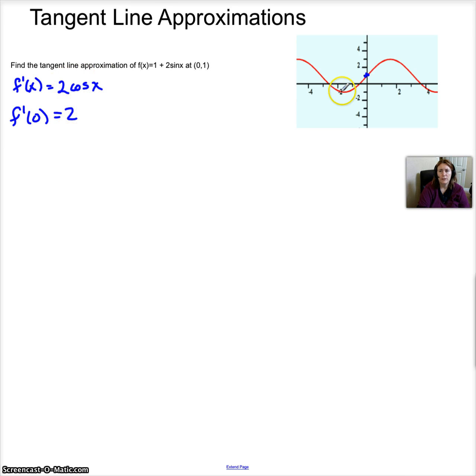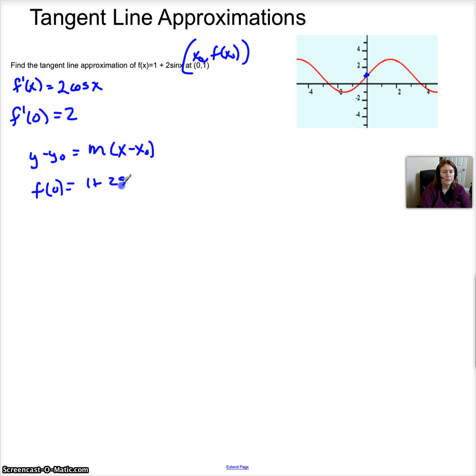Now we know the tangent line at a point can be written y minus y naught is the slope times x minus x naught. Now in this case, x naught is 0, and this is f evaluated at x naught. So that's our point. So if f prime at 0 is 2, let me come over here and find out what is f at 0. All right, and we see that that is just 1 plus 2 sine of 0, which is just 1.